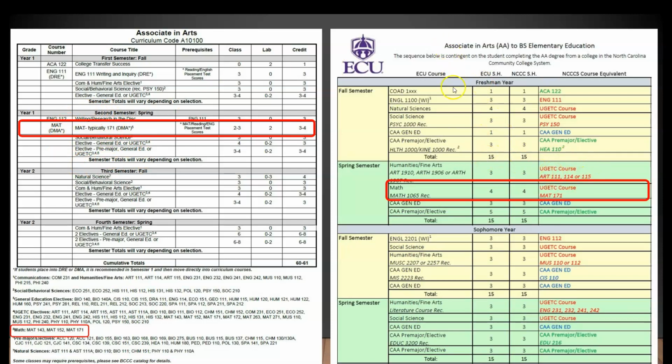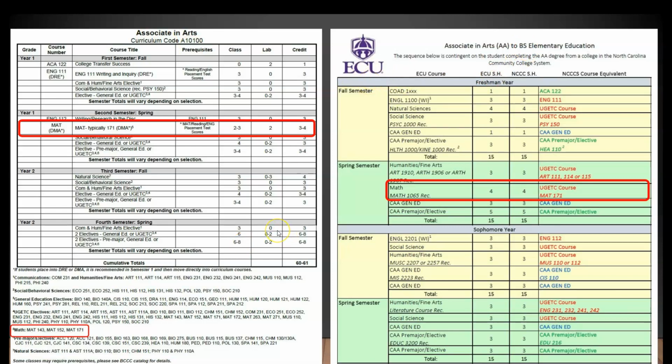So for instance, if my long-term goal is to transfer to East Carolina for a Bachelor of Science in elementary education, I would look to see what the requirements are for that bachelor's degree. And I can see here that ECU requires Math 1065, and the equivalent course to that in the community college is Math 171. So the smartest choice for me, although I have choices here, I could take Math 143, 152, or 171, is that if I'm planning my short-term goal with my long-term goal in mind, I would absolutely choose Math 171 because it fulfills the requirement to earn my Associate in Arts, and it fulfills the requirement for my Bachelor's in Science at ECU.